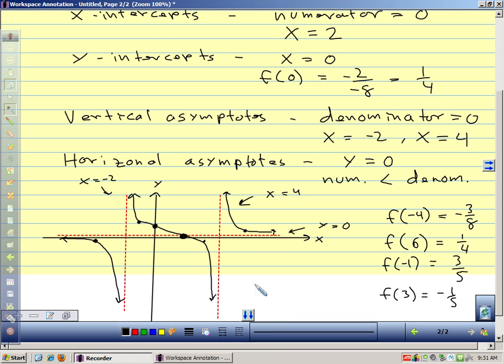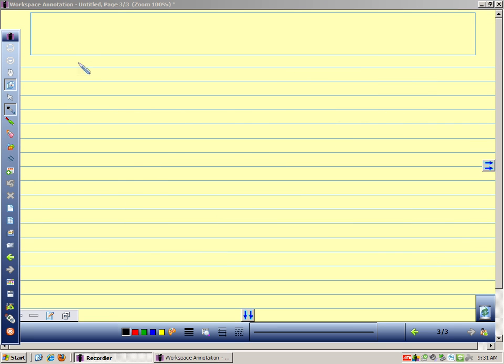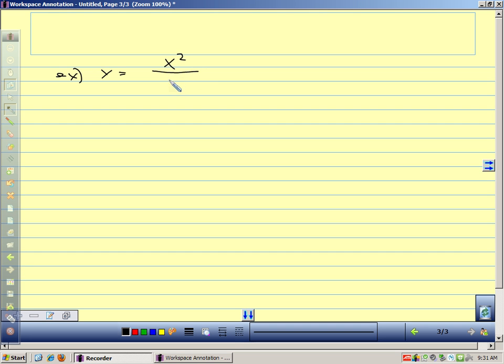All right. So I just want to do one more example where we have a slant asymptote, where the degree of the numerator is larger than the degree of the denominator. And we'll talk about how we find those slant asymptotes. So for this example, our function is y equals x squared over x minus 2.